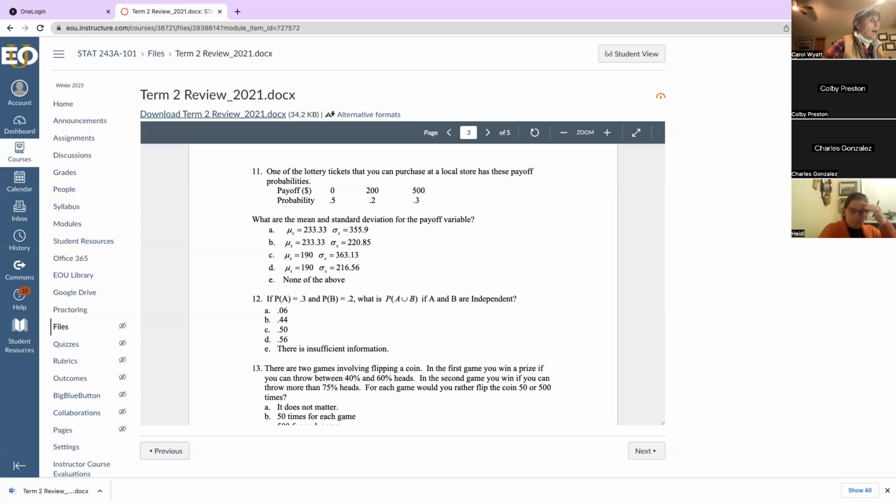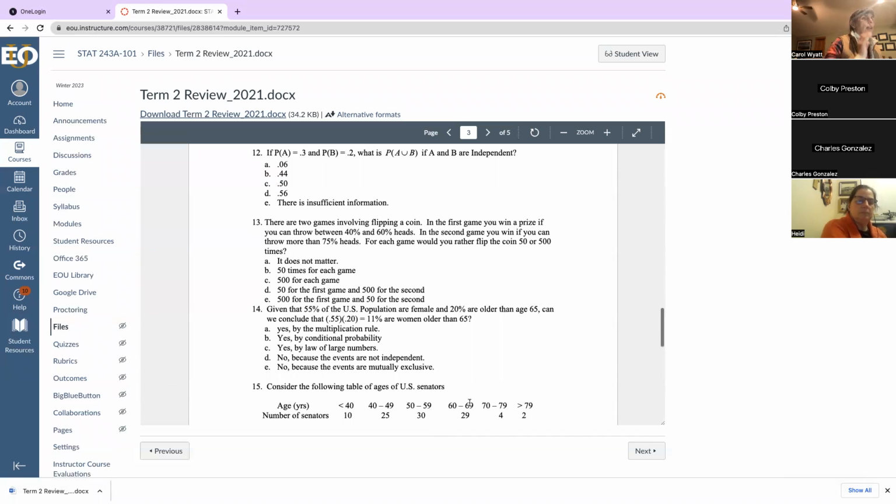Okay. All right, so 13. There are 2 games involving flipping a coin. In the first game, you win a prize if you throw between 40% and 60% heads. In the second game, you win if you throw 75% or more. For each game, would you rather flip a coin 50 or 500 times? Doesn't matter. All right, so let's take a look at what this would look like.